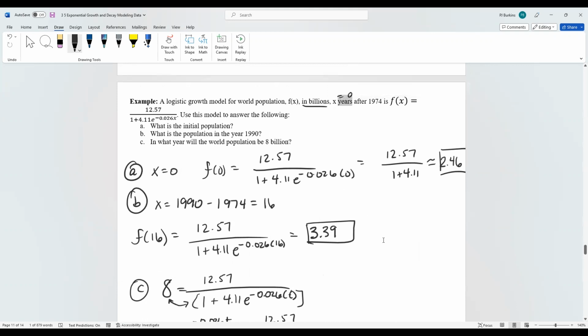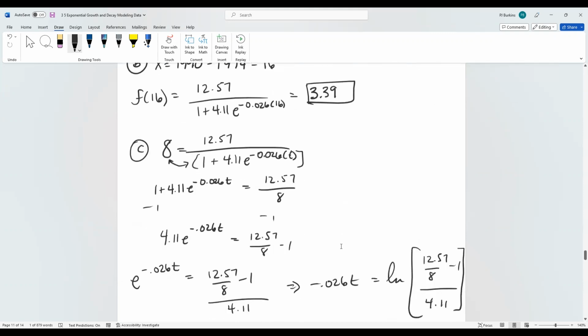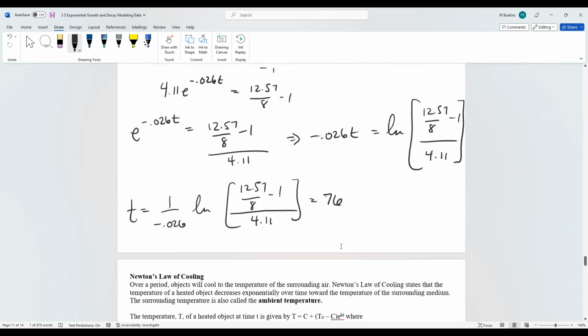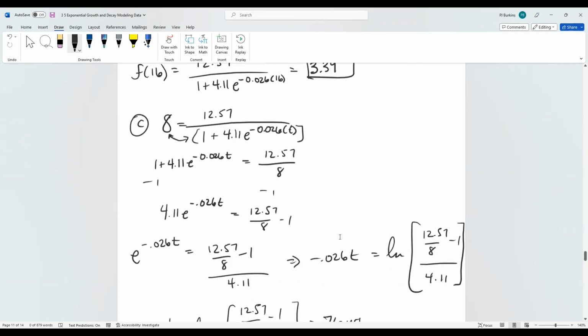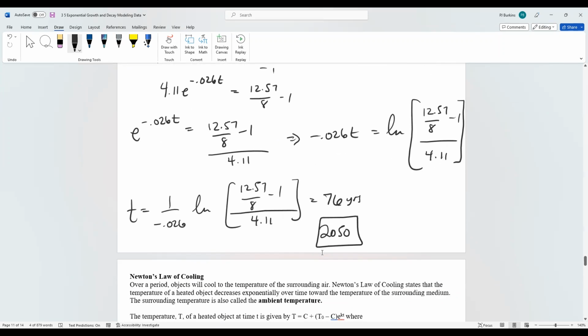So that's 76 years past 1974. So if I do 1974 plus 76, I get the year 2050. Because it did in fact say in what year. It didn't say how many years from now. So 2050 is the solution to that one.